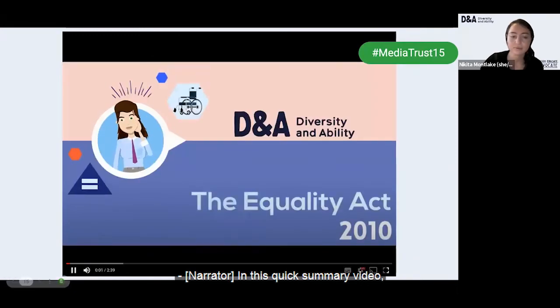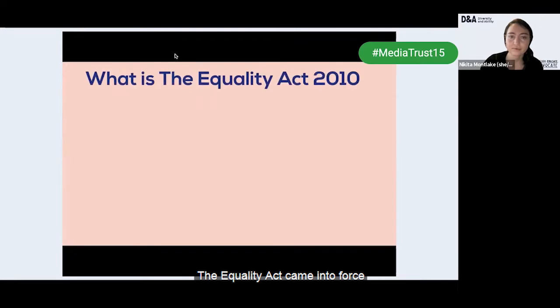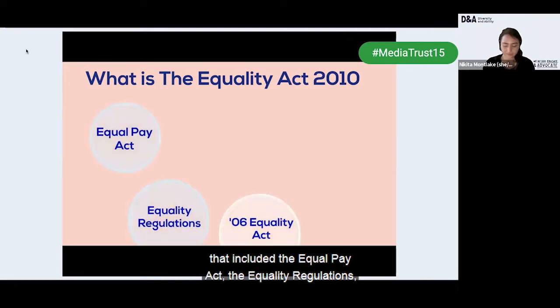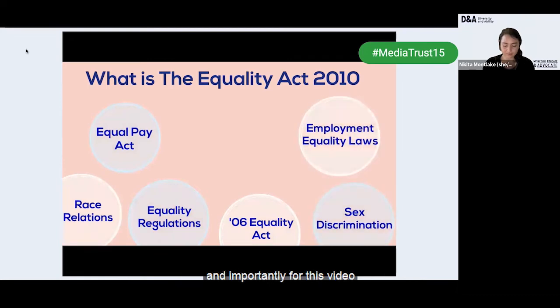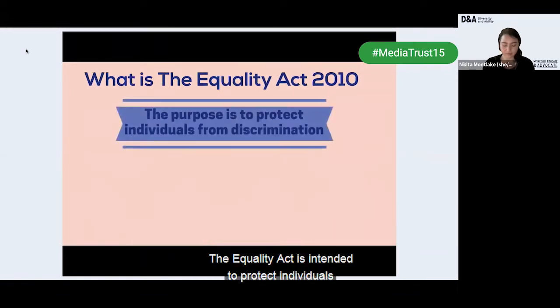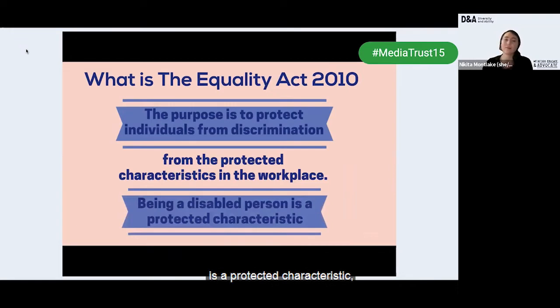In this quick summary video, we're going to talk about the Equality Act 2010 and what this means for you and your workplace. The Equality Act came into force on the 1st of October 2010, and it brought together over 116 pieces of legislation that included the Equal Pay Act, the Equality Regulations, the Race Relations, Employment Law, and importantly for this video, the Disability Discrimination Act. The Equality Act is intended to protect individuals from discrimination from the protected characteristics in the workplace. It's very important to note that being a disabled person is a protected characteristic, and this means that a disabled person should not be discriminated against on grounds of their diversity.